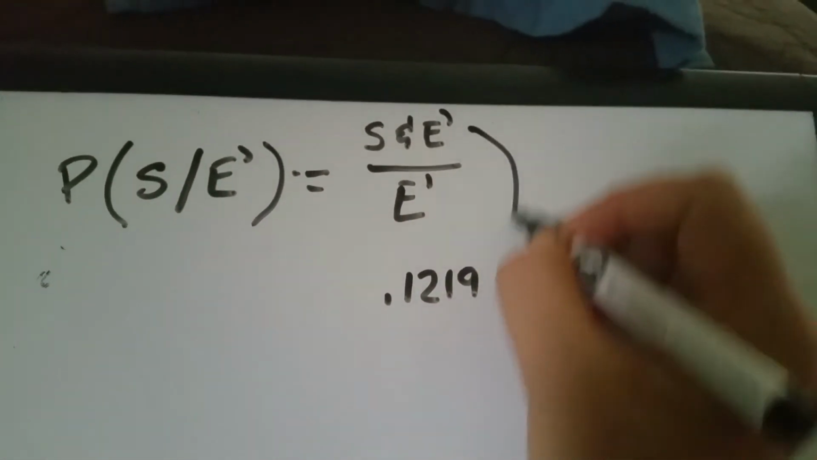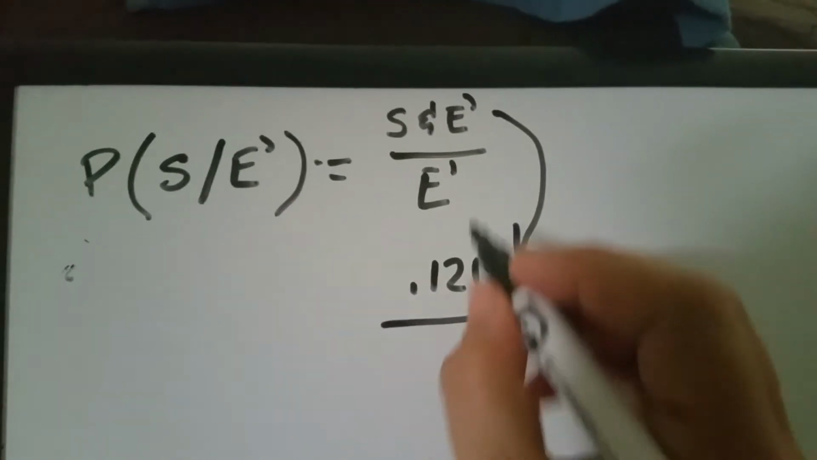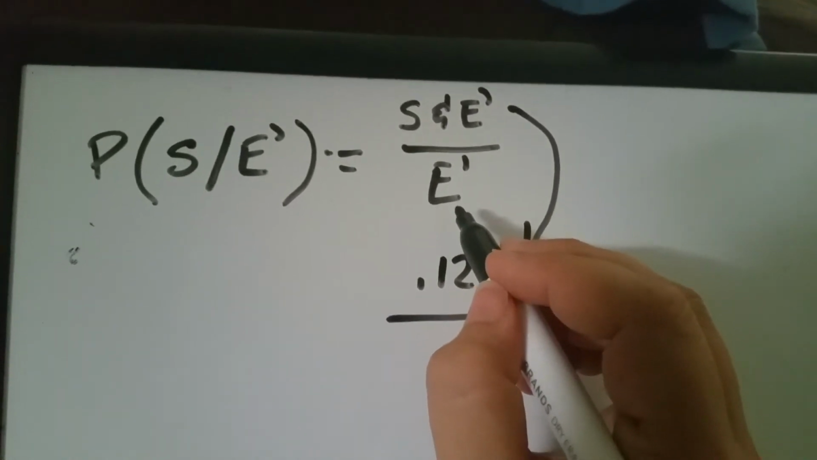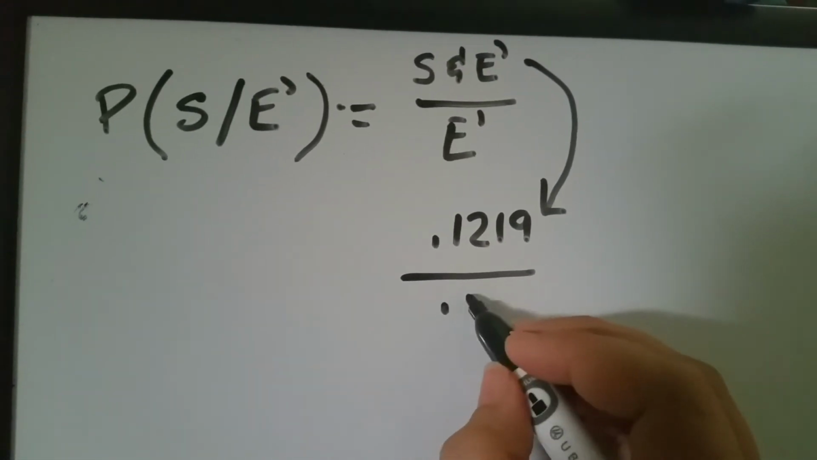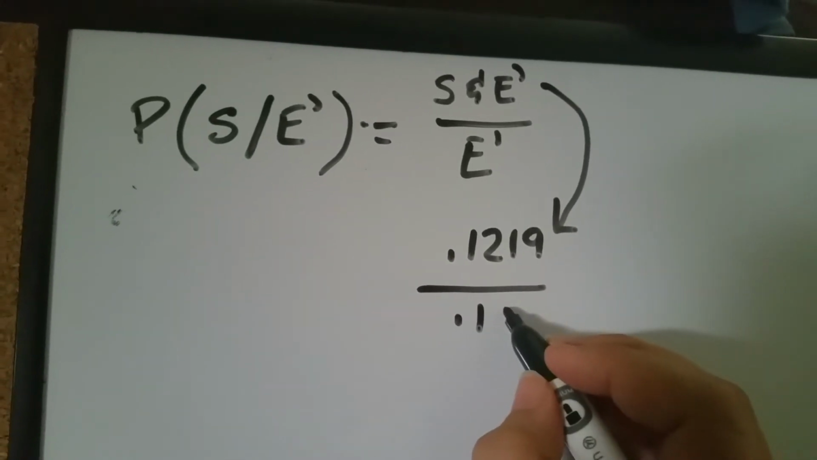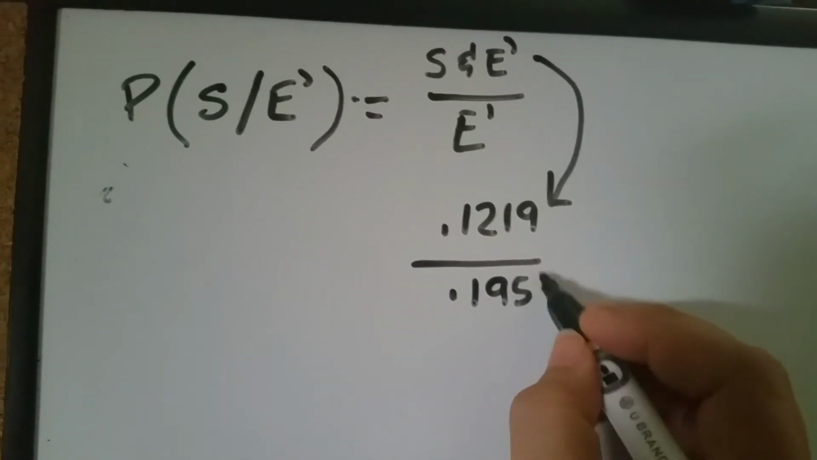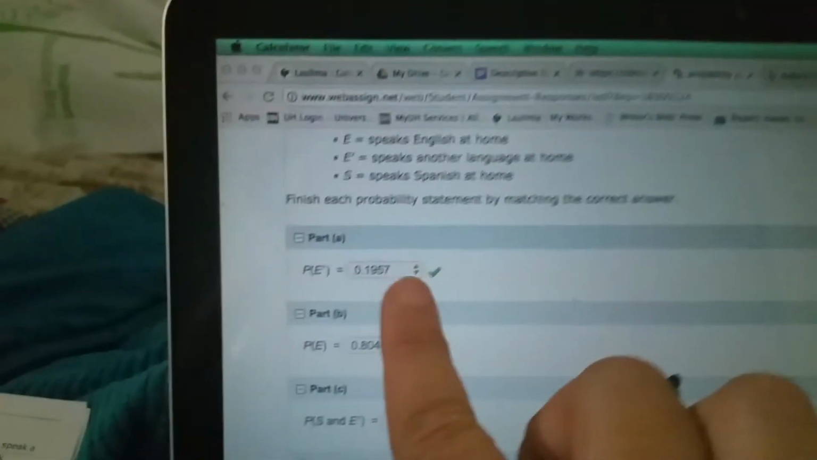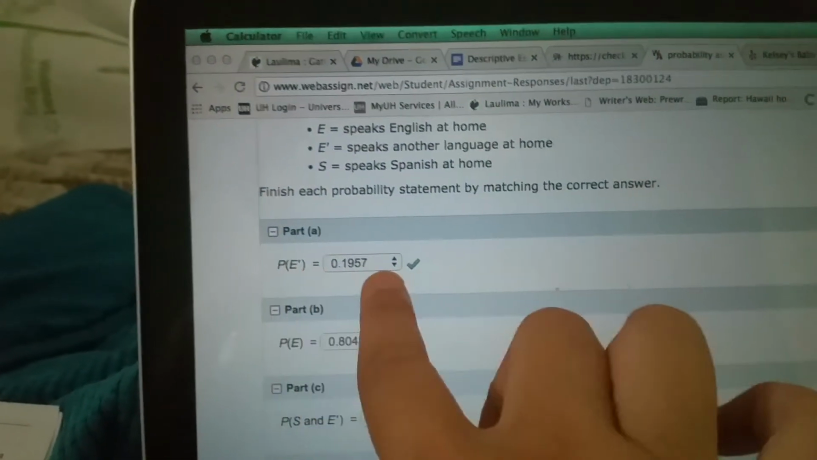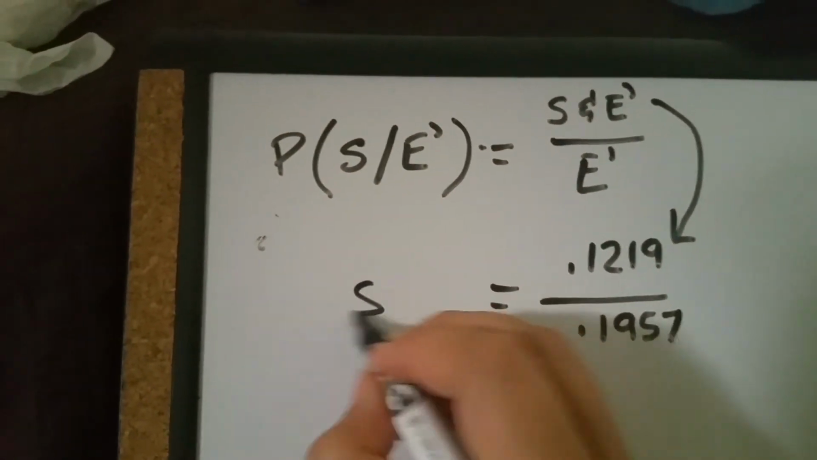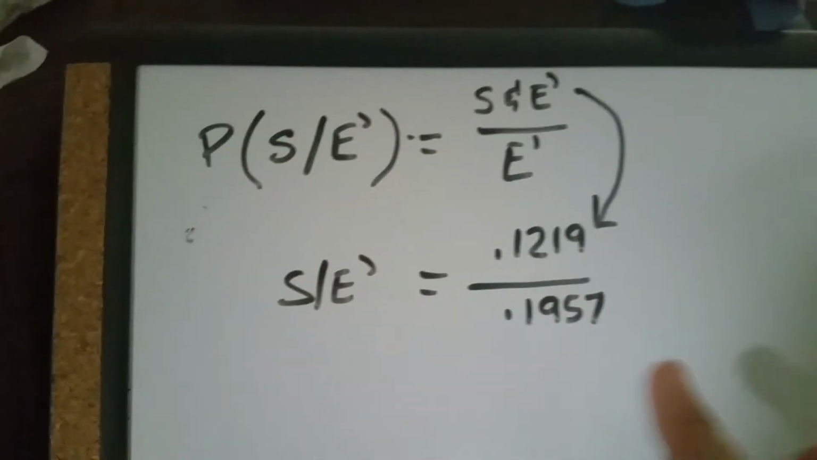1219. Okay, right? And do we have those who speak another language? We have that as well, and it's 1957. All right. Okay, those who speak another language. Alrighty, and all we would do is divide that.